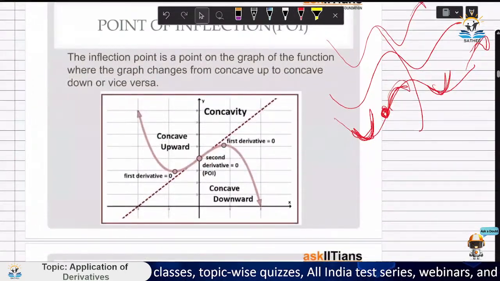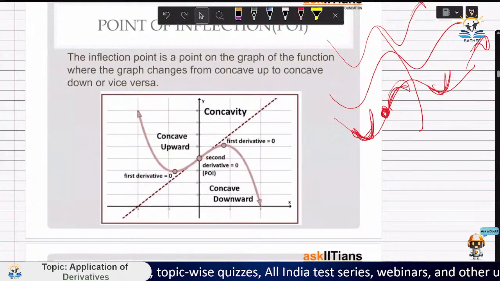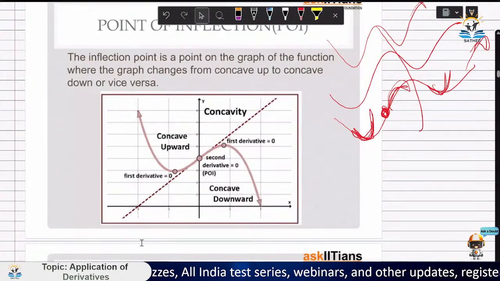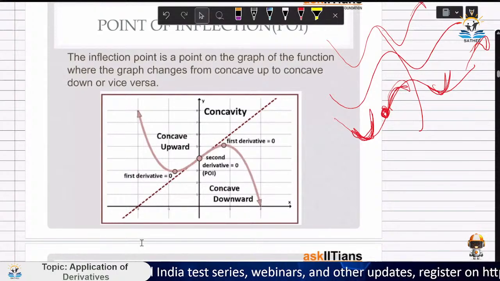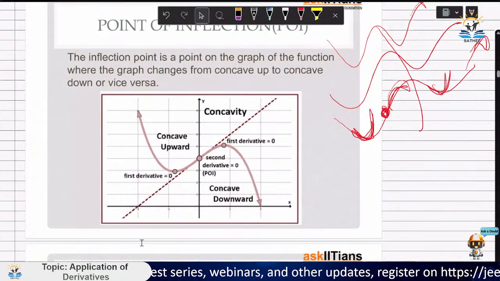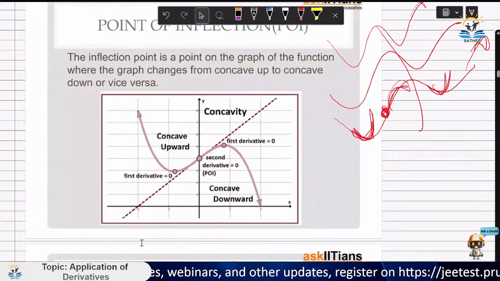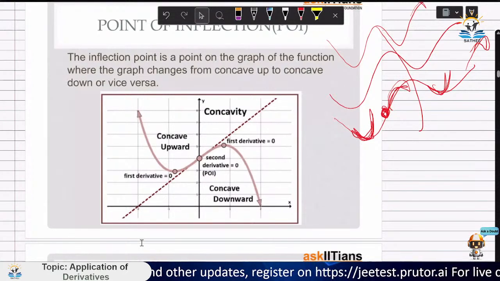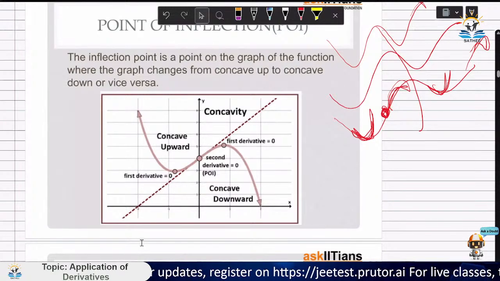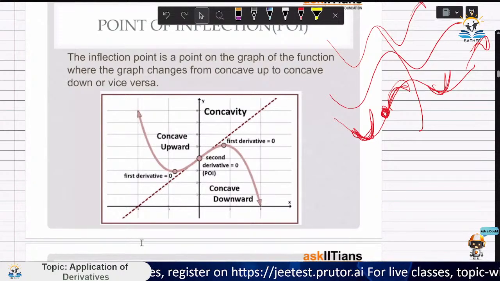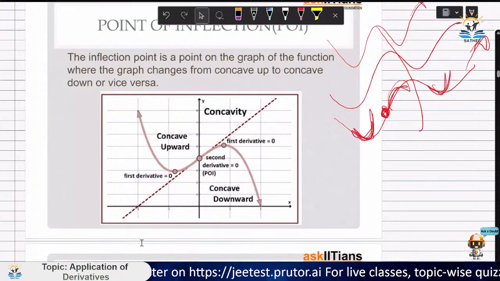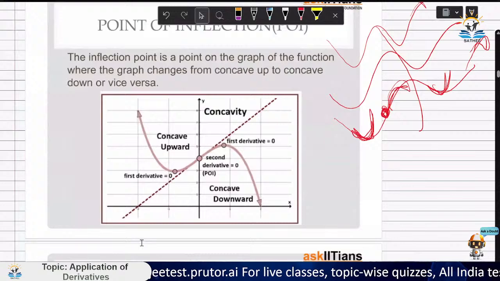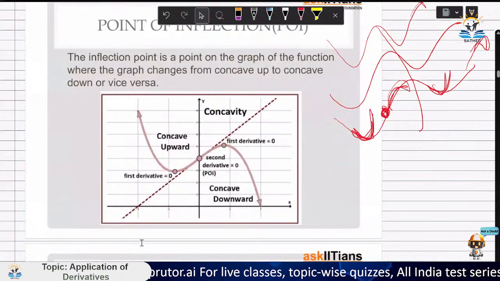And at the point of inflection, the second derivative becomes zero. Again, I'll repeat myself. What is the point of inflection? It is the point where we can see a shift or a change in the concavity of the graph. For example, if the graph was initially concave up and then goes concave down, then we can say that the concavity changed and there was a point of inflection.